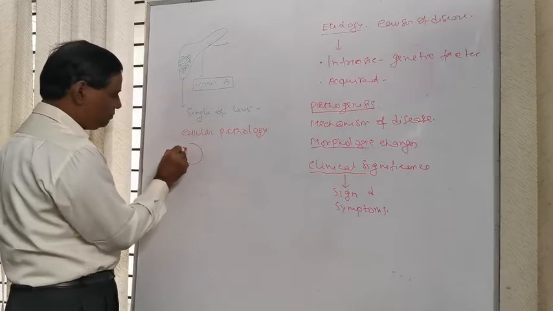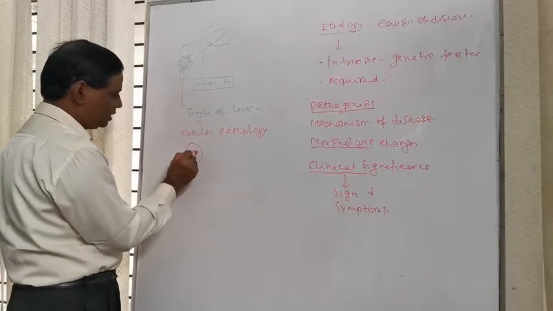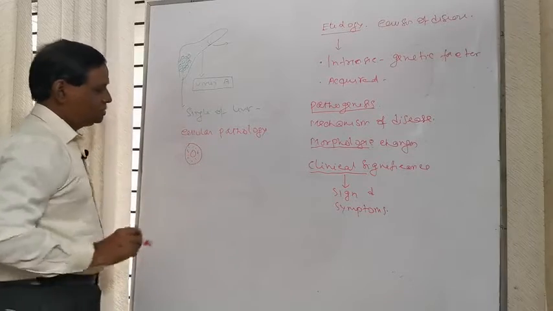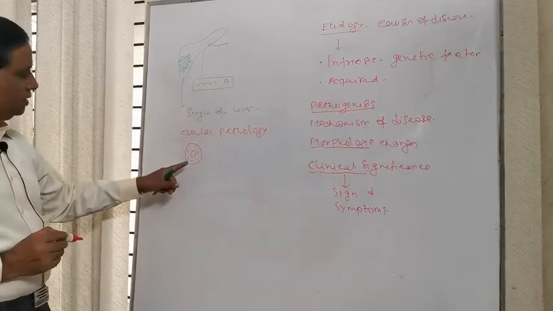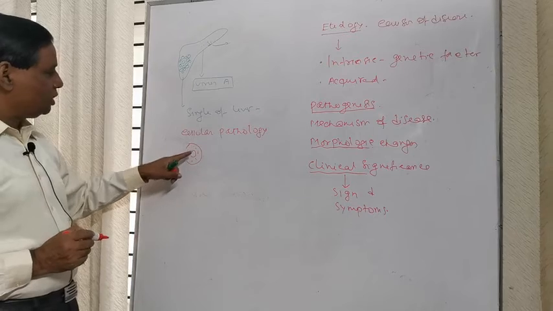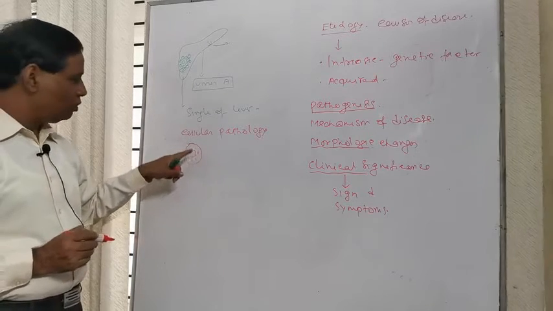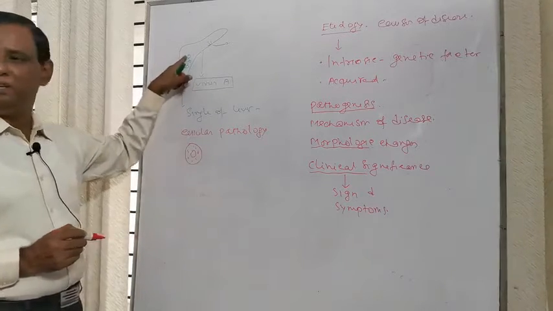Suppose this is a cell, this is the nucleus, and this is cytoplasm containing organelles. If we can study the changes that occur in the cell, we can say all changes occur within the liver.